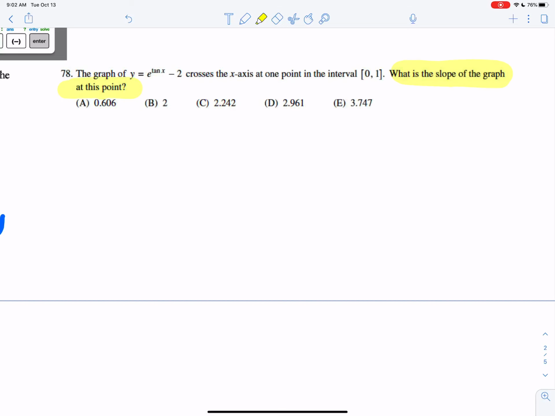So a few things, make sure that you guys are clearing everything. Okay, clear your y1, your y2, and your y3. I am going to type y1 equals e to the tan x minus the 2. Okay, make sure the minus 2 is down below and not up in the exponent. Okay, so it says that this graph crosses the x-axis, aka 0, at one point somewhere between 0 and 1.